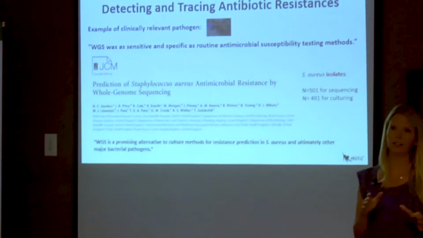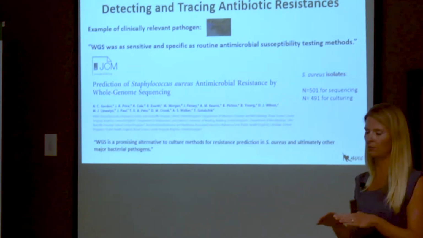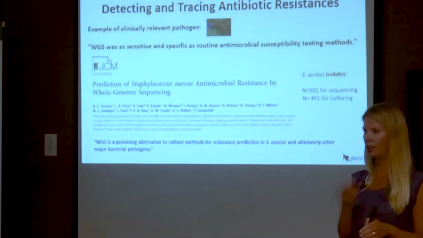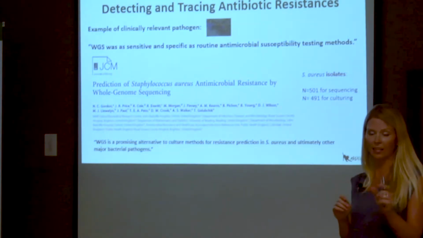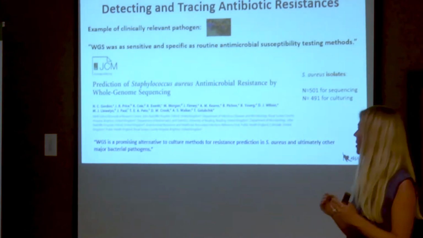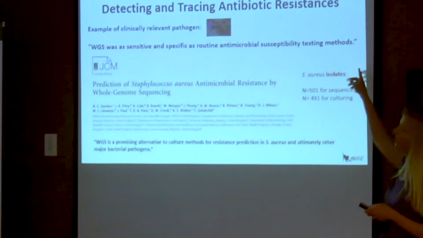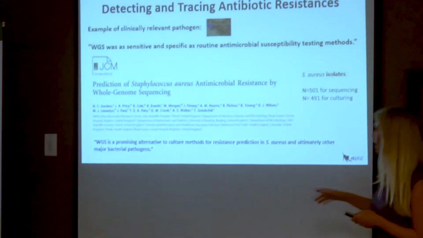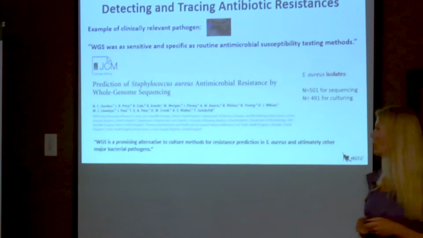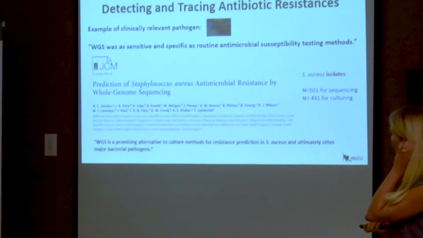And for culturing, they tested phenotypically like you would do for any of your samples. They send it to a lab and they test it for all these antibiotics and see does it grow or not. But they also sequenced all these organisms to a very specific scale, and they could trace, is this organism going to be resistant or not? And they found that the sequencing approach was as sensitive and as specific as routine antimicrobial resistance testing, and that next-generation sequencing actually holds significant promise for the resistance prediction in Staph aureus and other samples as well.